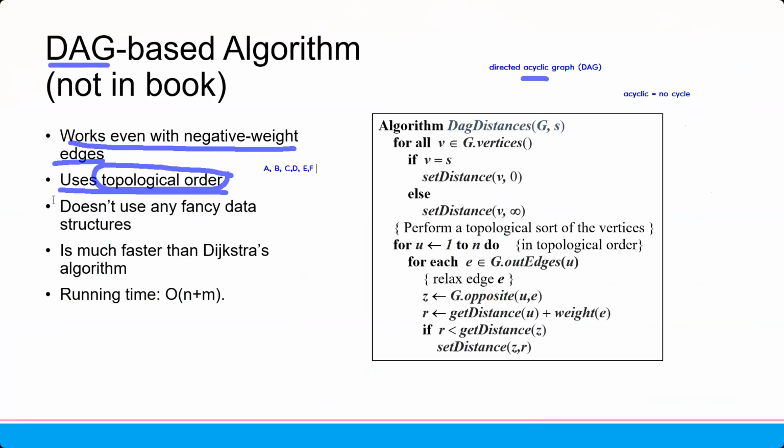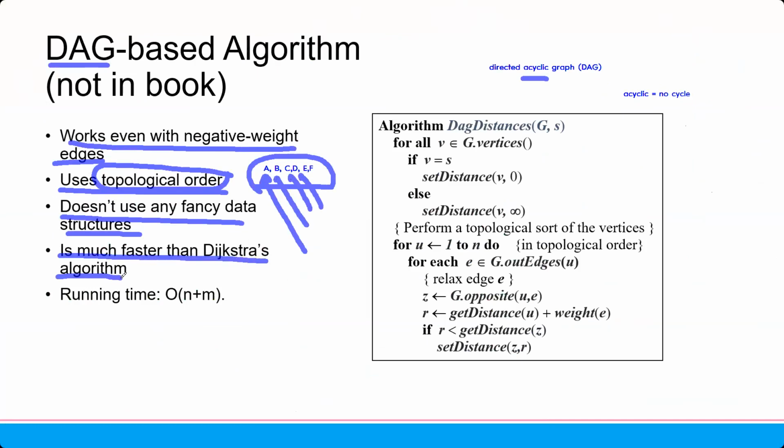And then this does not use any fancy data structure. So we just sort this on the topological order, which one is the first? We just select A, and then next we select B, and then next we select D, and so on. And then we check the possibility. So if we run this algorithm, it is much faster than the Dijkstra algorithm. The running time would be n plus one.